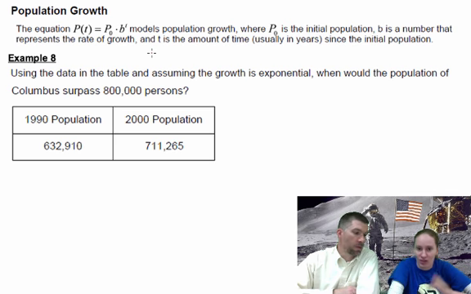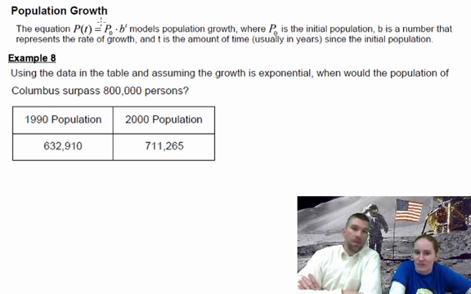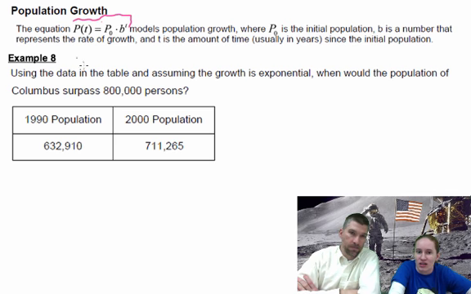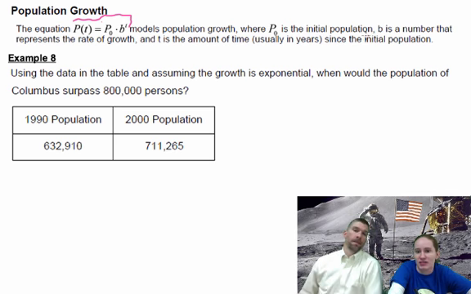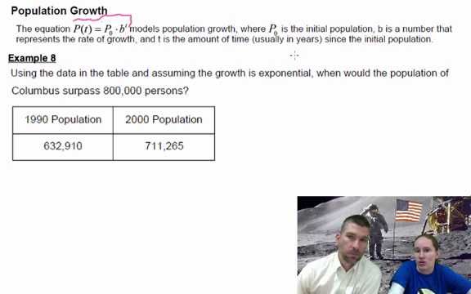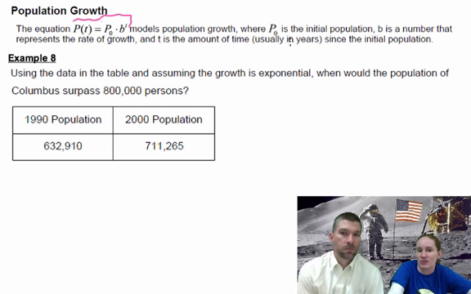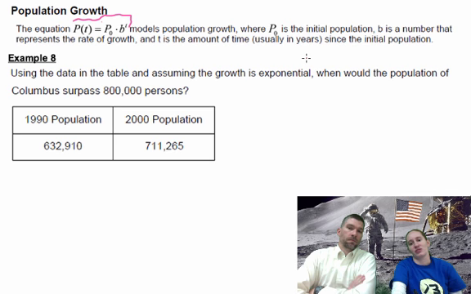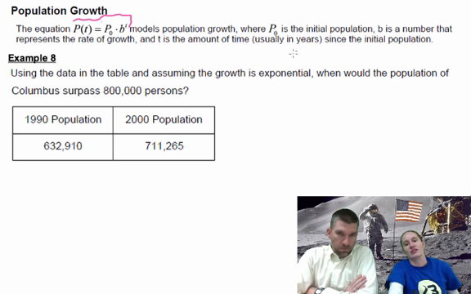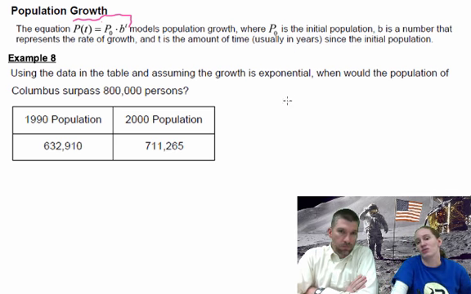it becomes less accurate. So we have this formula where P0 is your initial population. Anything with a 0 subscript will be an initial. P stands for population, so initial population, B is a number that represents the rate of growth, and T is the amount of time, usually in years, since the initial population. On example 8, using the data in the table and assuming the growth is exponential, when would the population of Columbus surpass 800,000 persons?